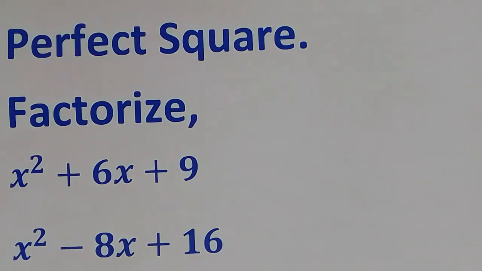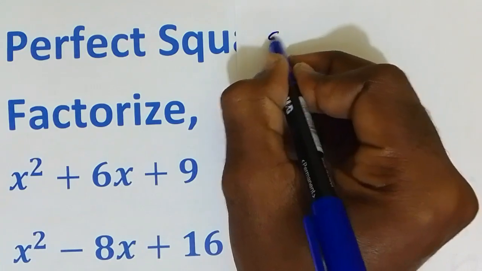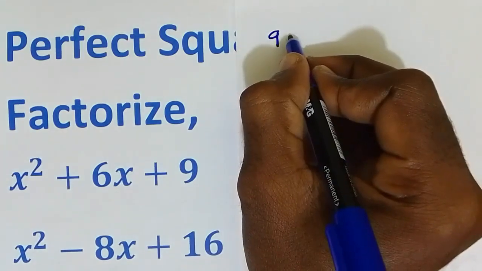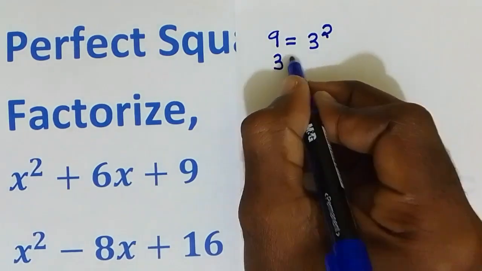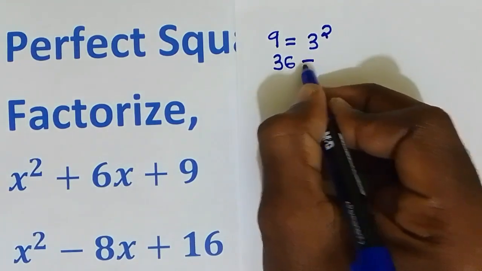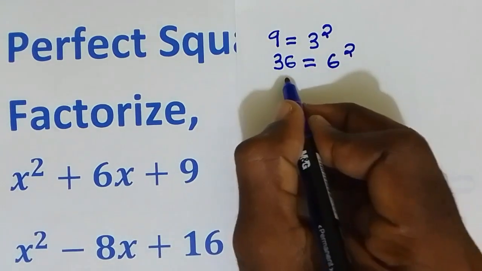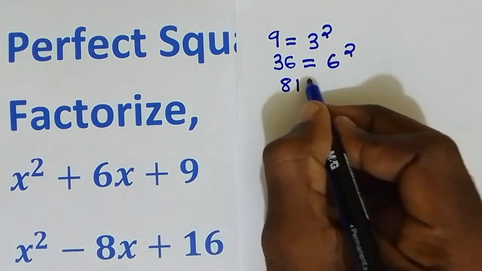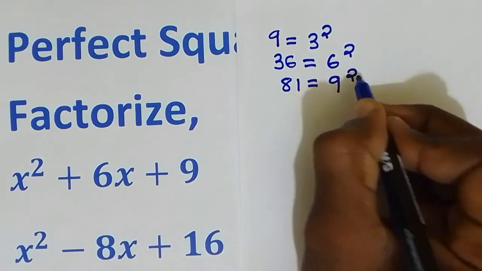Hello, welcome back. Today we are going to factorize quadratic expressions using the perfect square method. First, let us see what we mean by perfect square. 9 is a perfect square because it is 3 squared. 36 is a perfect square because it is equal to 6 squared. 81 is a perfect square because it is 9 squared.